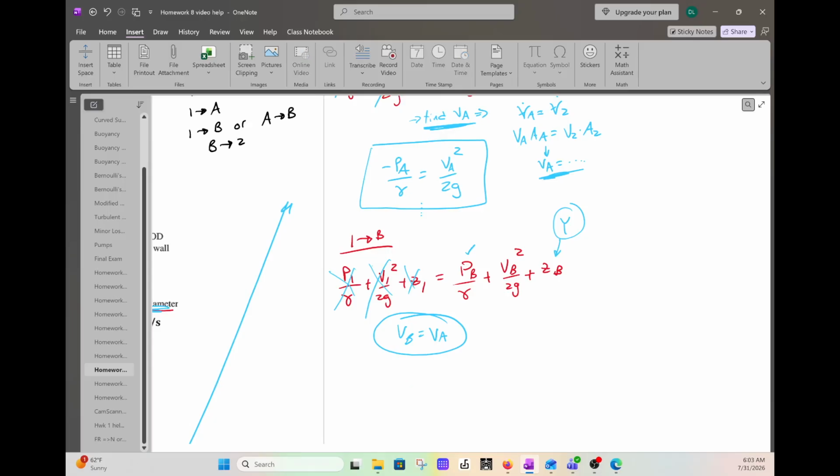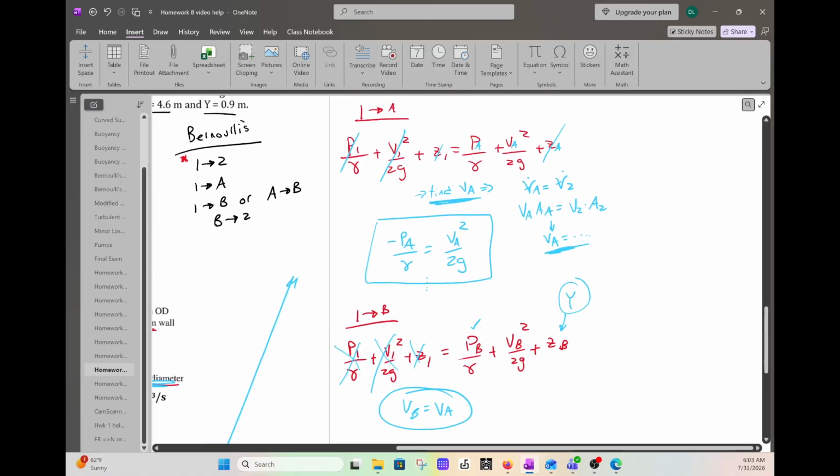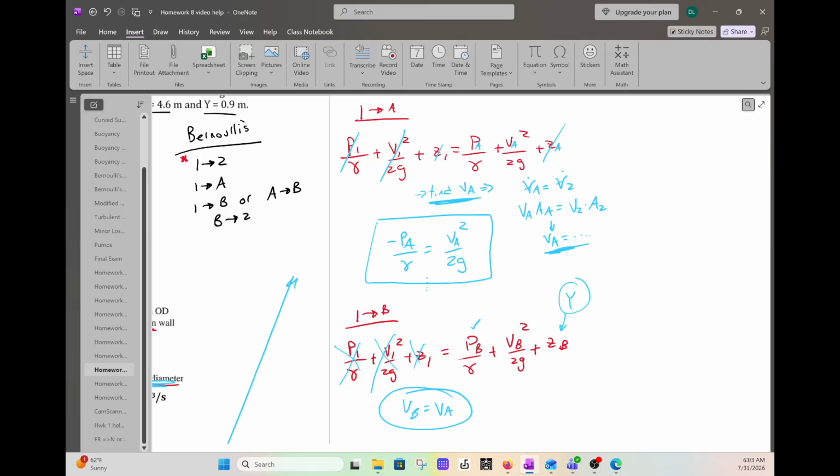I hope this helps. You just kind of have to do Bernoulli's at multiple spots and realize, okay, I can't do it here. Keep it and then move on. Because probably what I would have done was write equations for 1 to A and then 1 to B and realize, okay, I don't have those. Let's try 1 to 2. And then I find, okay, I have the velocity. I can go back and plug and chug.